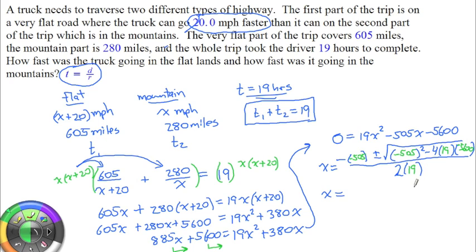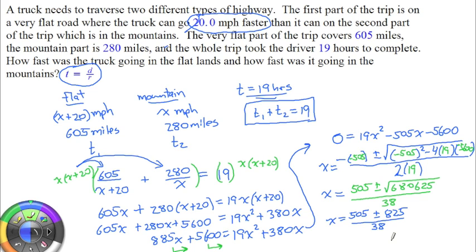So let's figure this out. So 505 plus the square root of, well, let me do the inside first. 505 squared plus 4 times 19 times 5,600, changing the negative negative into a positive. So this becomes 505 plus or minus the square root of 680,625. Sounds like a nice number. All over 38. All right, let's see if I can square root that ugly number. Oh, comes out as 825. So this becomes x equals 505 plus or minus 825 divided by 38.